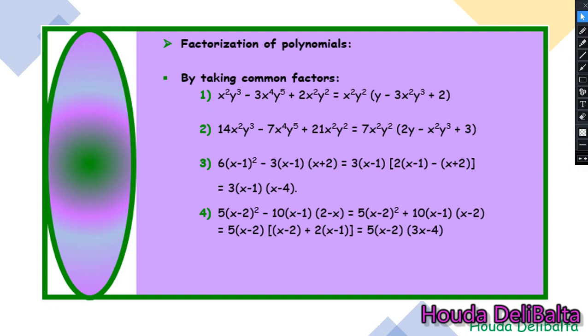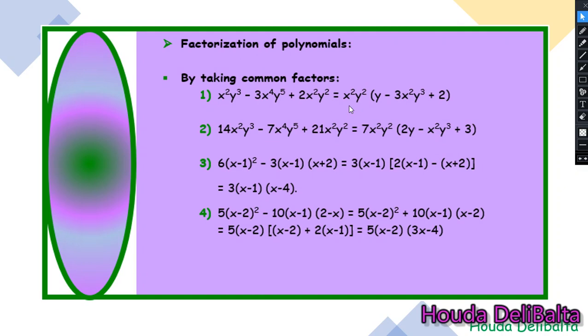What are the common letters here? I have x, y here, I have xy here also, and here also I have xy. So the letters I'm going to take as common factors are x and y, so I have to search now for the least power. I have x squared, I have x to the power 4, and I have x squared again, so I take x squared as a common factor. Going to y, I have y cubed, I have y to the power 5, and I have y squared. So again, I'm going to take y squared as a common factor. Then I have x squared y squared as common factors.